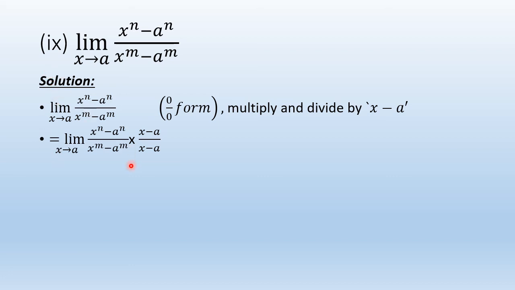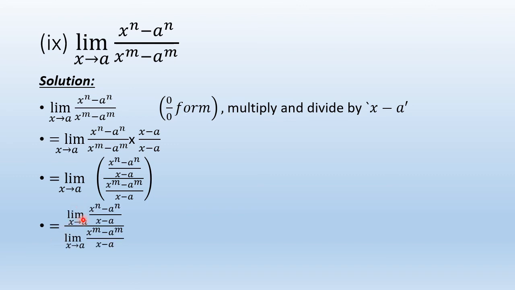Okay, now what we are going to do? We put this x − a under this xⁿ − aⁿ, and this x − a under this xᵐ − aᵐ to get this shape. What is the advantage of this shape? We have proved on page number 19 of chapter 1 that the limit when x tends to a, (xⁿ − aⁿ) over (x − a) is equal to n into a to power n − 1.